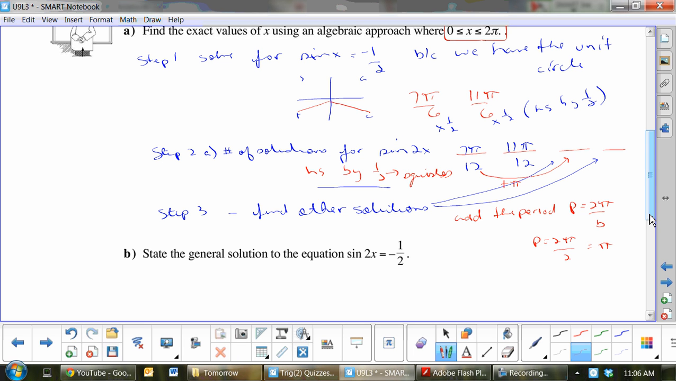Now instead of pi, because we need a common denominator, what is pi to be able to add that nicely? 12 pi over 12, right? That's 12 pi over 12. So we take the first one, add 12 pi over 12, so we get 19 pi over 12. Take the second one, add 12 pi over 12, and you will get 23 pi over 12. I'll do that in blue here.